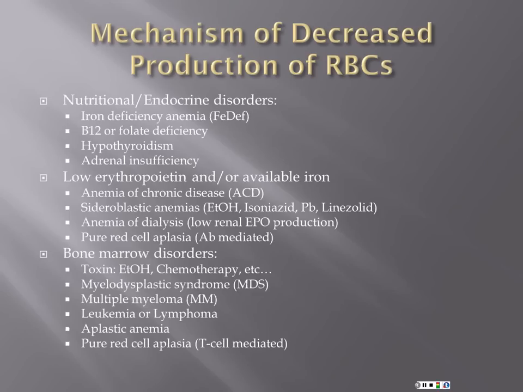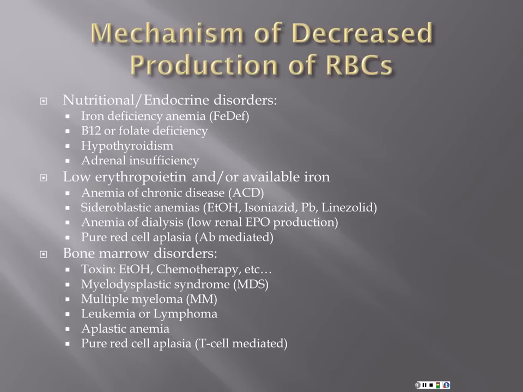The other option is that the patient has decreased production of red cells. So when we say someone has a decreased production of red cells, that means that there's generally either a nutritional or endocrine disorder causing it, there's low erythropoietin production, or a lack of available iron, or the patient has a bone marrow disorder that's actually decreasing the immature cells that then can come out and produce red cells.